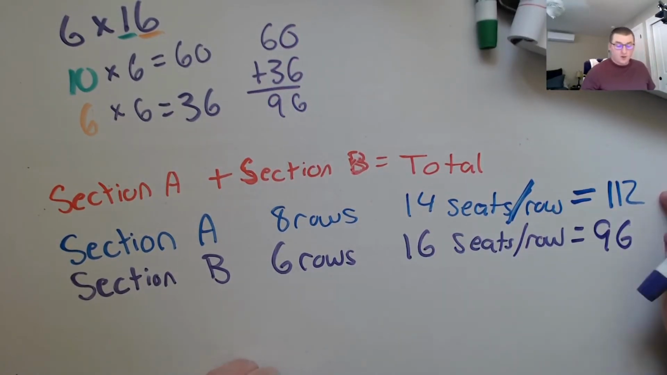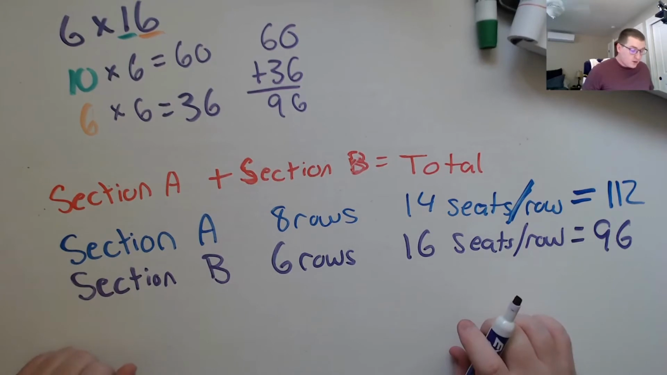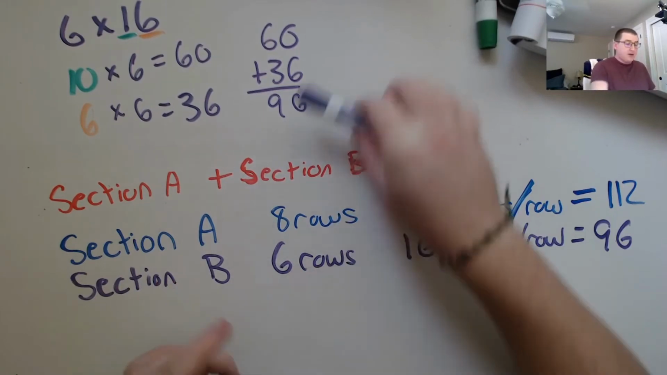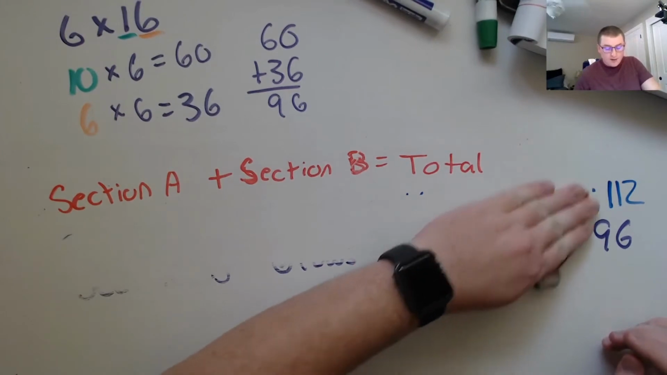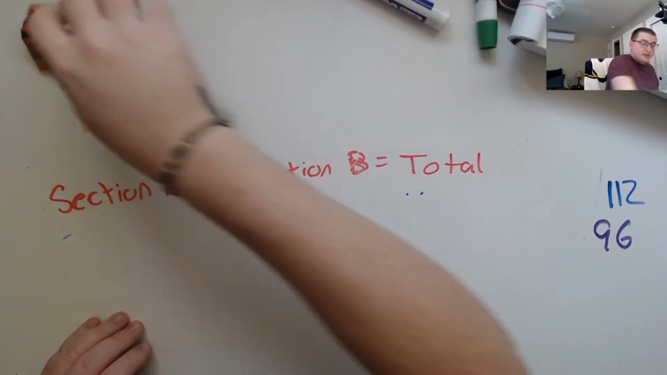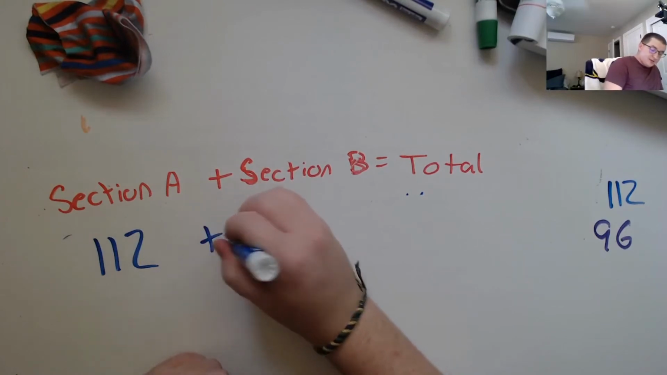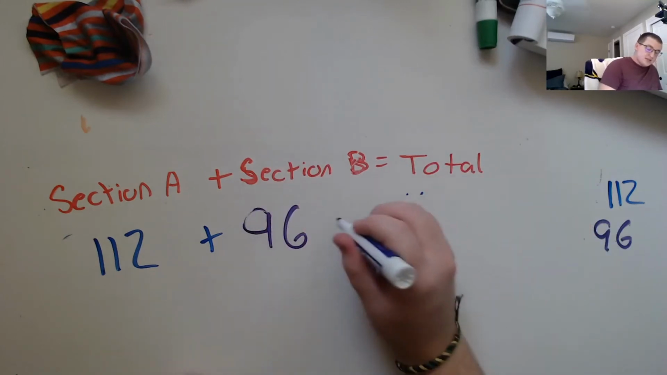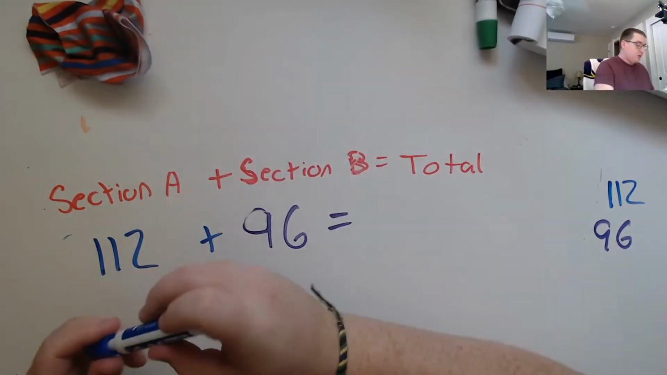So we have 112 seats in section A and 96 seats in section B. However, what does our question ask? Section A plus section B equals total. So we need to add them all together. So what I'm going to do now, because we don't need that information anymore, we already have all that, and we don't need this information anymore, we simply need section A, which is 112, plus section B, which is, I'm going to color code this just because, section B, which is 96, equals whatever our answer is over here. So let's go ahead and do that math.